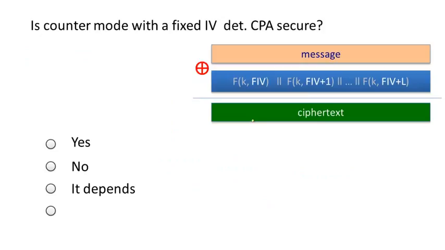And so let me ask you the same question about counter mode with a fixed IV. Is this going to be a deterministic CPA secure system or not? Here I'm reminding you what counter mode with a fixed IV is. Basically, we concatenate the fixed IV plus 1, up to fixed IV plus L. We encrypt all these counters, we concatenate the results, and we XOR with the message to get the ciphertext. So do you think this is going to be deterministic CPA secure? I hope everybody said no, because basically this is a one-time pad encryption, and if we use this one-time pad to encrypt distinct messages, we'll be getting a two-time pad.